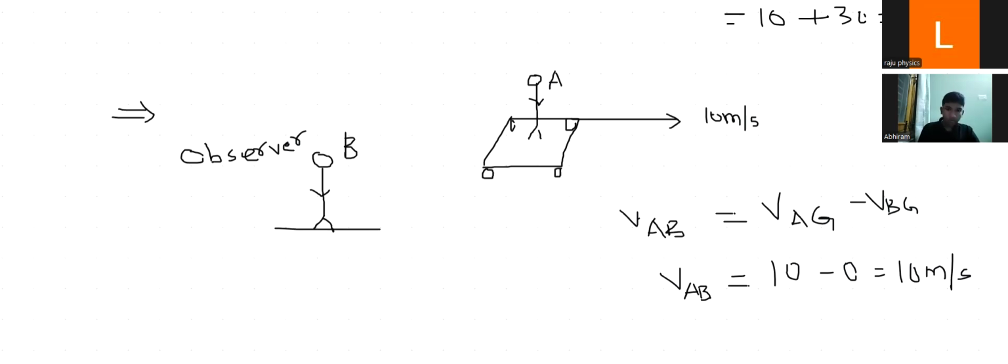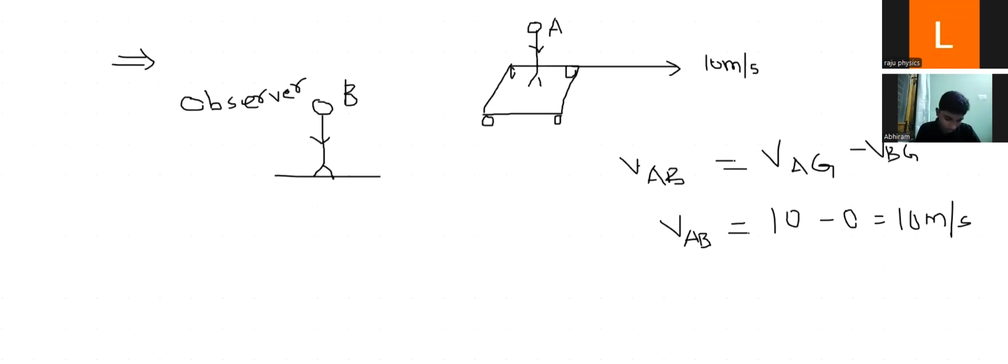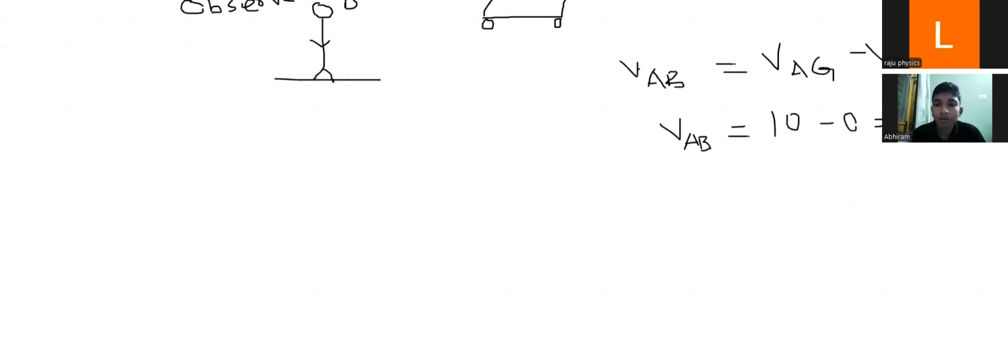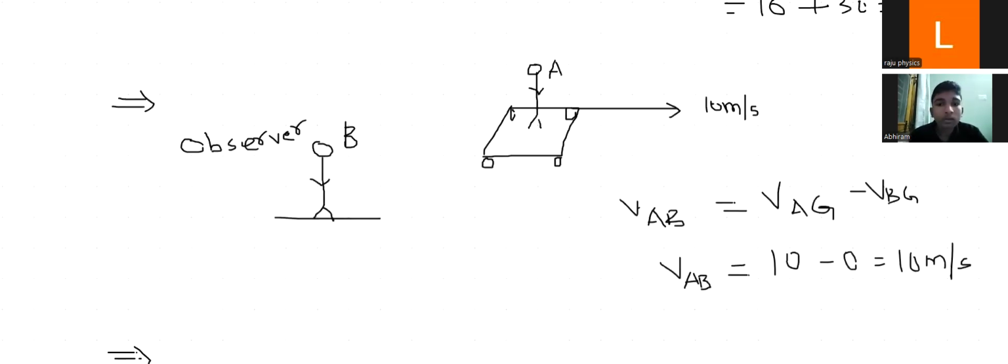Okay, copy it. Yes, sir, copy. So if, for example, in this trolley, listen very carefully, A and B were standing away, now in this same trolley, A and B are both standing on this trolley. So what is the relative velocity of A with respect to B?